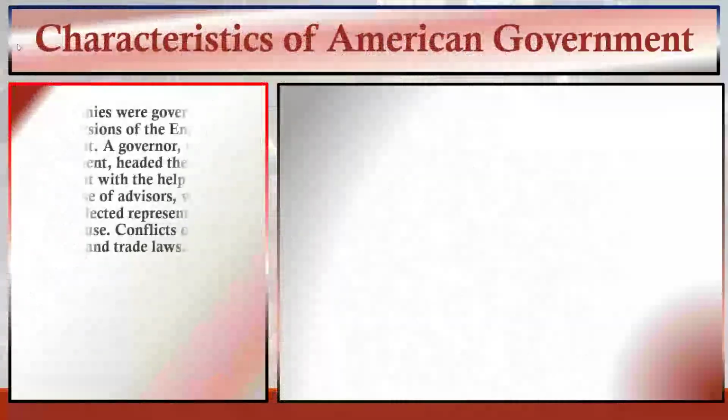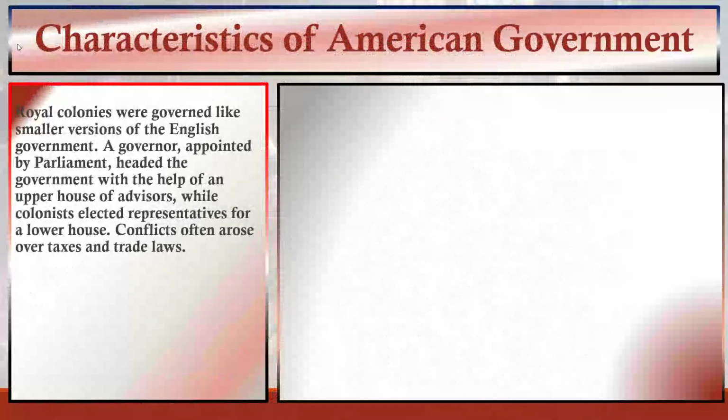So continue on. There's two more paragraphs here for this subtopic, right? And moving on. Royal colonies were governed like smaller versions of the English government. A governor appointed by Parliament headed the government with the help of an upper house of advisors, while colonists elected representatives for a lower house. Conflicts often arose over taxes and trade laws. So taxes and mercantilism, how about that?